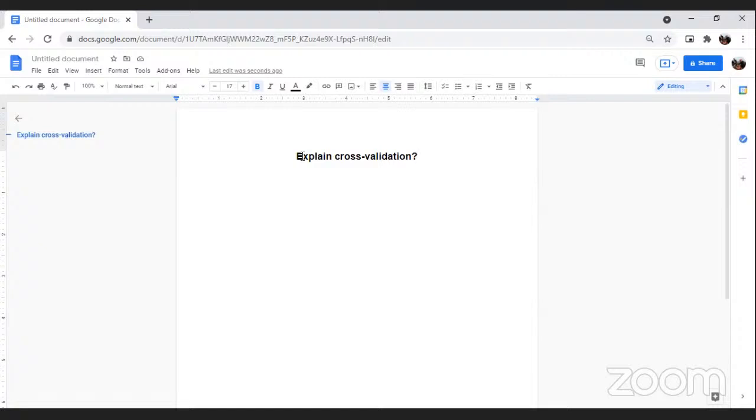The next topic is cross validation. So let's discuss what cross validation is. We'll pause for a while so that I can look at the answers from the participants online. So explain what is cross validation.